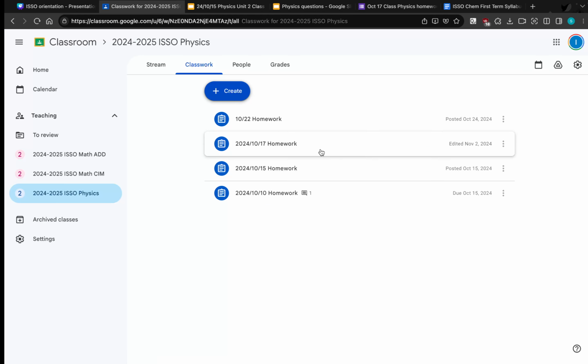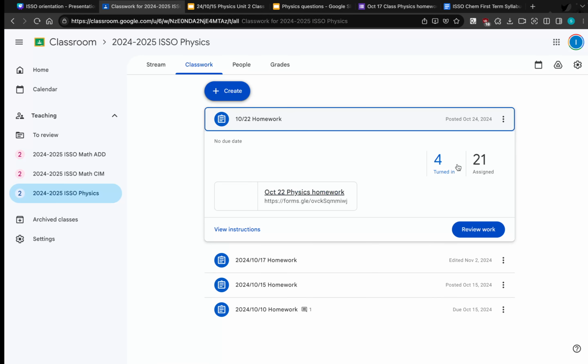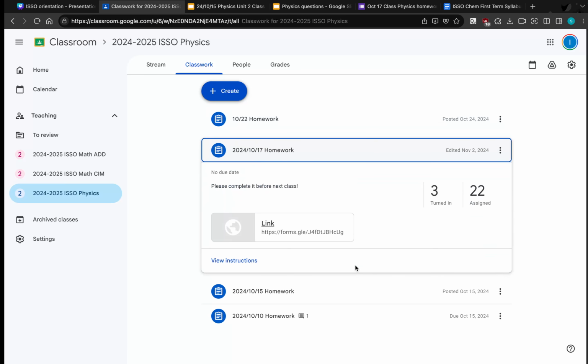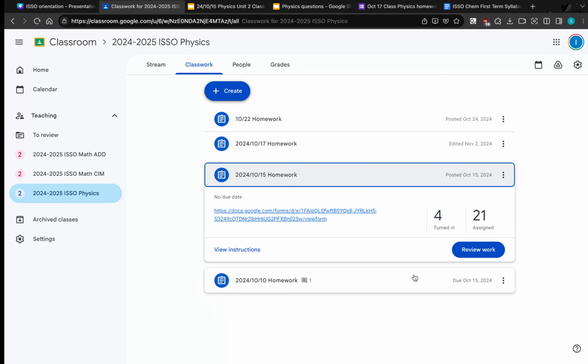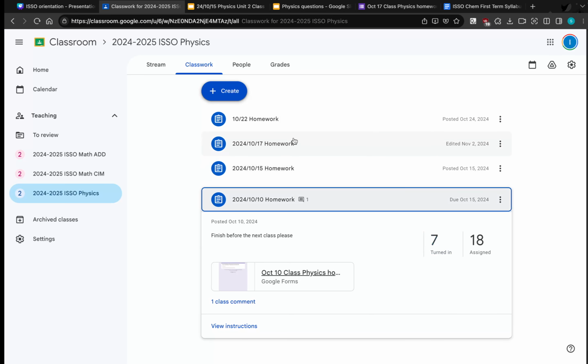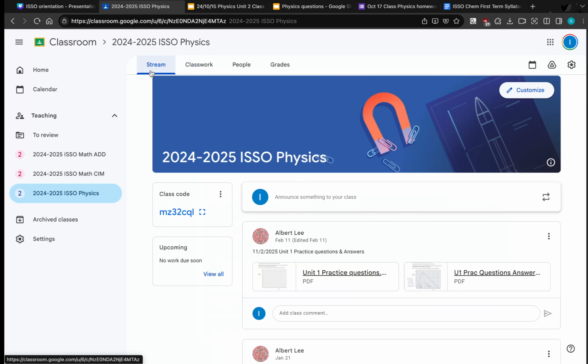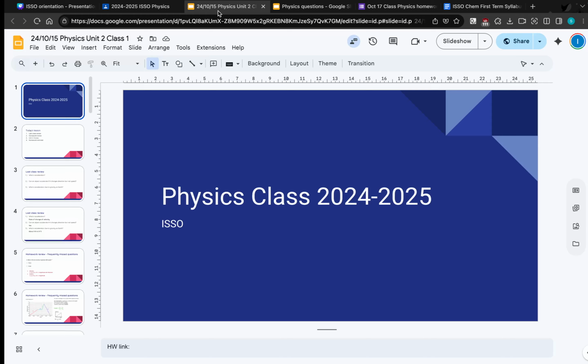In a classwork, there are homeworks, and we can actually check who had turned in or not. Last year's participation rate was not consistent, with only a quarter of the students actually doing the class. So we expect better from you this year.